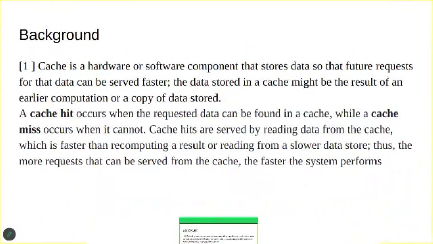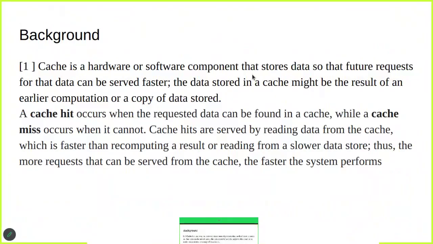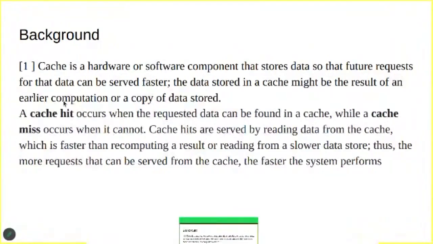So if you go to the next page, still in the background, now for the first reference, Wikipedia: a cache is a hardware or software component that stores data so that future requests for the data can be served faster. We have cache on phones and different devices. So cache data is easily retrieved because it's already stored or pre-processed. The data stored in a cache might be a result of an earlier computation or a copy of data stored elsewhere.